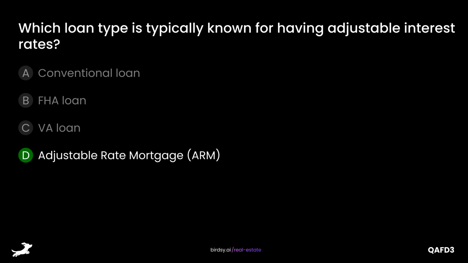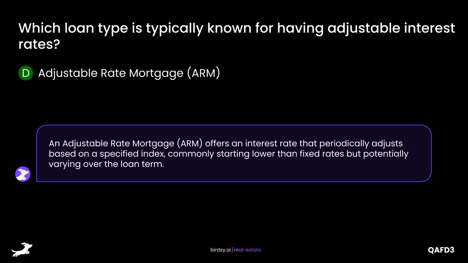The answer is D, adjustable rate mortgage ARM. An adjustable rate mortgage ARM offers an interest rate that periodically adjusts based on a specified index, commonly starting lower than fixed rates but potentially varying over the loan term.